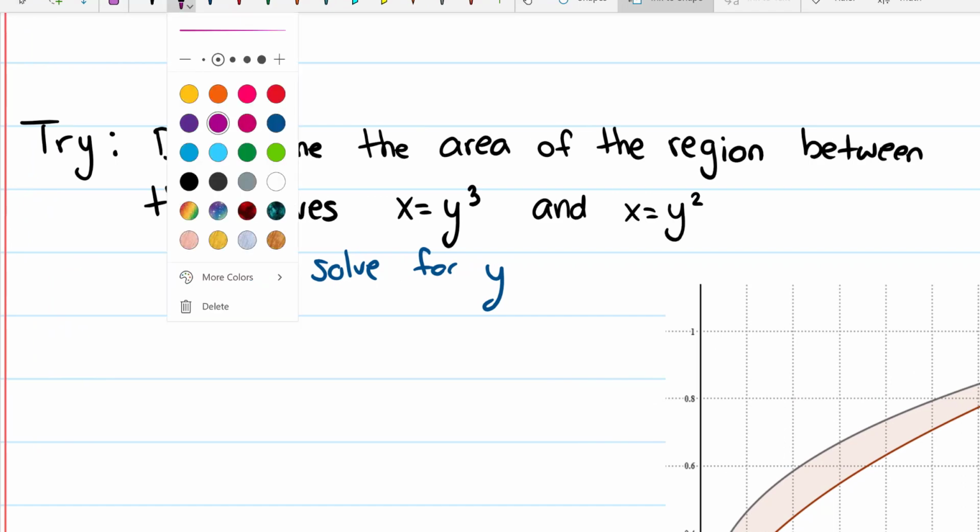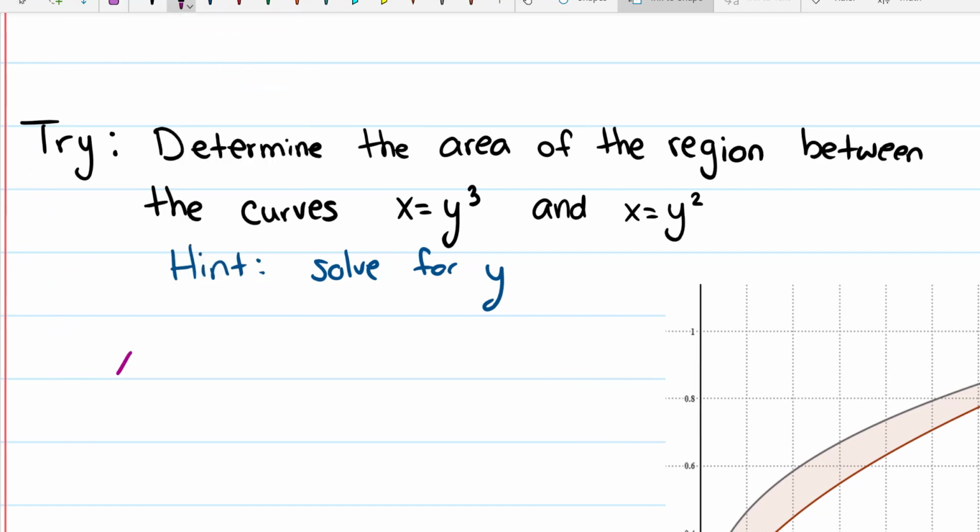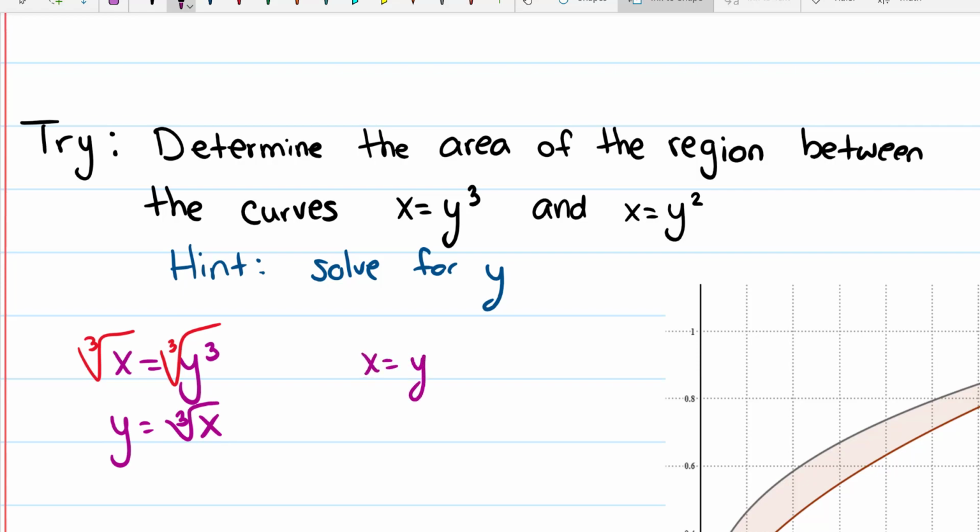So here we go. We have x is equal to y cubed. So in order to solve for y, we take the cube root of both sides. And you're going to get y is equal to the cube root of x. And for the other one, we get x equals y squared. So we take the square root of both sides. And normally you need a plus or minus, but we're going to end up being in the positive region, so we'll be okay. And so y is equal to plus or minus square root of x.